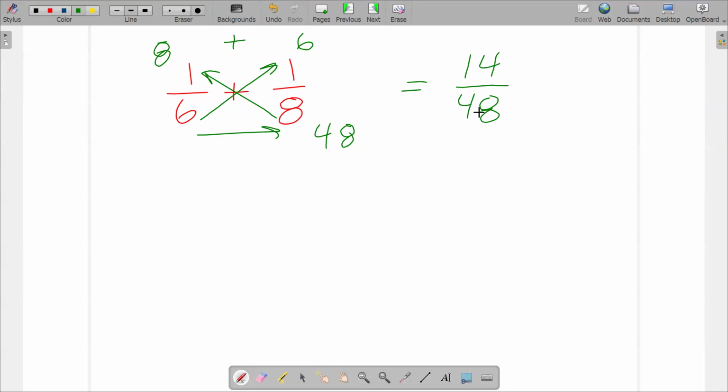Now, I have to reduce. Let's see, they're both even, right? So I can divide by 2. I highly recommend writing in the divide by 2 instead of just thinking it, so you have a record of what you did. So that's going to be 2 goes into 14, 7, 2 goes into 48, 24. Pretty sure 7 does not go into 24, goes into 21 or 28. So that should be the final answer.